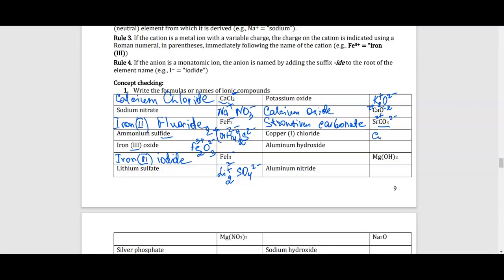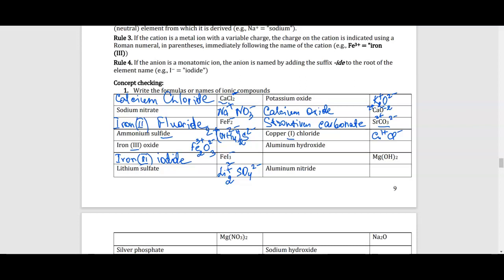Copper is a transition metal, so it has variable charges. So for this case, it has 1 positive charge, and chloride is group number 7A. That means that when it's negative, it has 1 negative charge. So charges are equal, no subscripts here. So this is the correct formula.